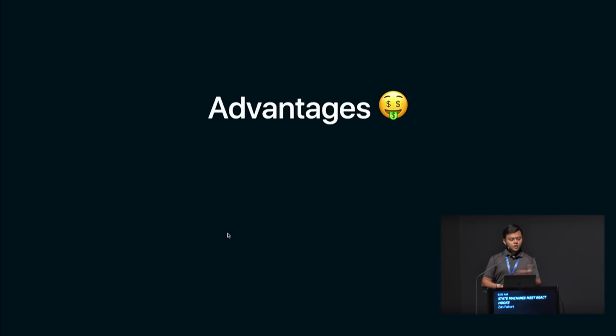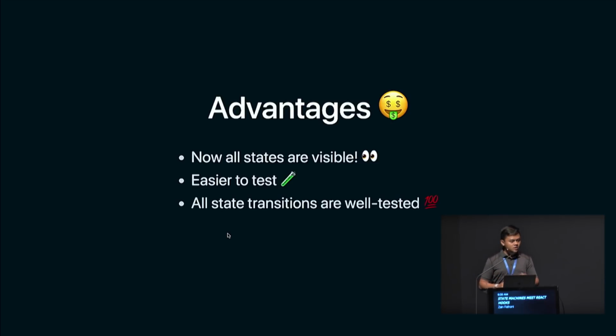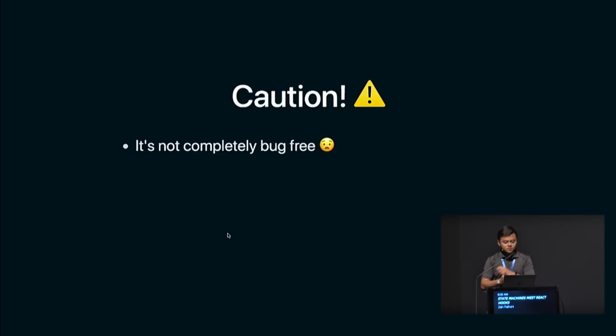So based on my experience, the advantage is that now, since all states are visible, it's easier to test. So we can just test from whichever state to go to whichever state. And in fact, I did all the tests. So I am confident enough with my machine. I am confident that my machine won't break. But is it bug-free as I hypothesized? Apparently not. So it's not completely bug-free.